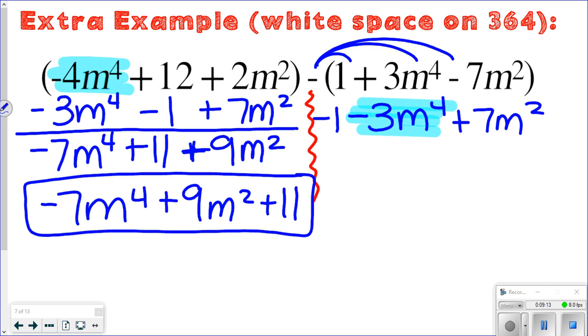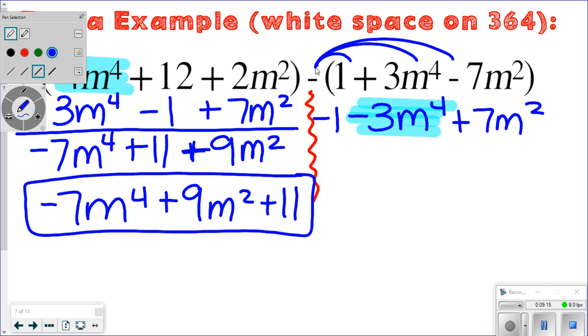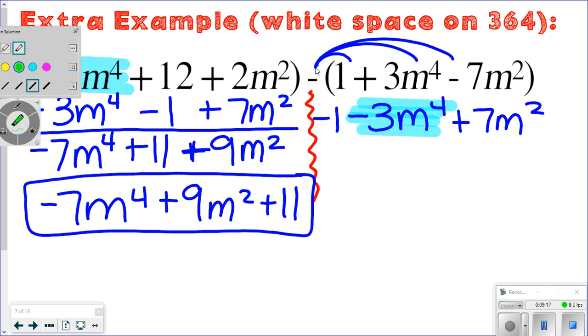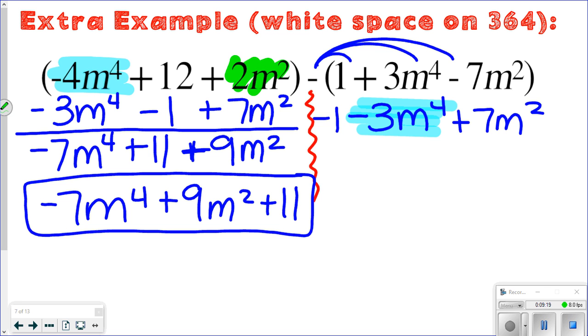Now, if I left them horizontally, I could have found the m's to the 4th power first, and then I would have done this m squared second, and then lastly, I would have found my constant terms, my numbers by themselves. So either way works. You choose what method or what system you like the best.